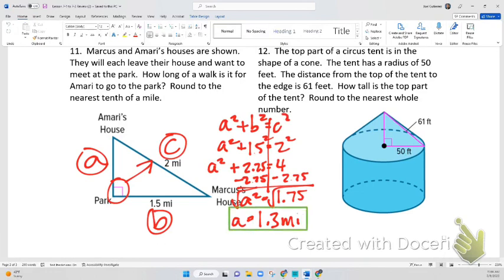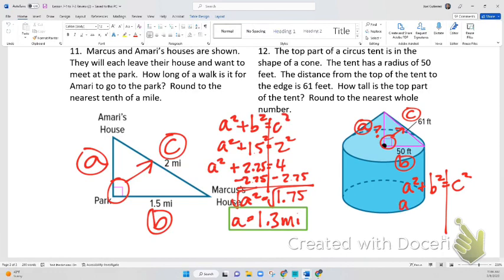For the last one, it says the top part of a circus tent is in the shape of a cone. The tent has a radius of 50 feet. The distance from the top of the tent to the edge is 61. How tall is it? So we are trying to find how tall it is. Directly across will always be your C. We'll call this one A. We'll call this one B. The A and the B don't really matter, once again, as I've told my class plenty of times. So we're going to write A squared plus B squared is equal to C squared.